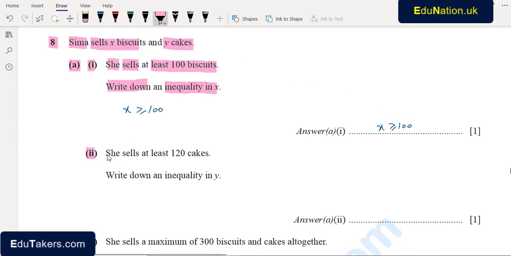Part 2. She sells at least 120 cakes. Write down an inequality in Y. At least 120 cakes, Y is greater than or equal to 120.